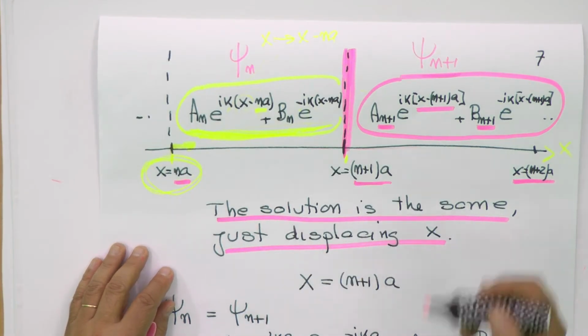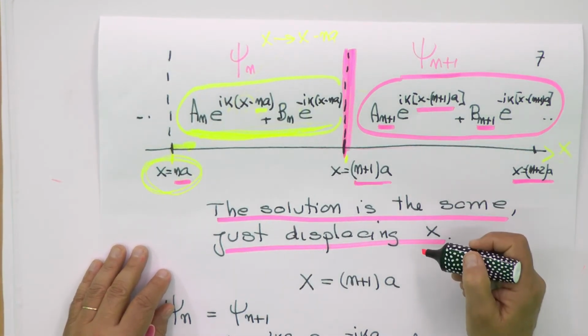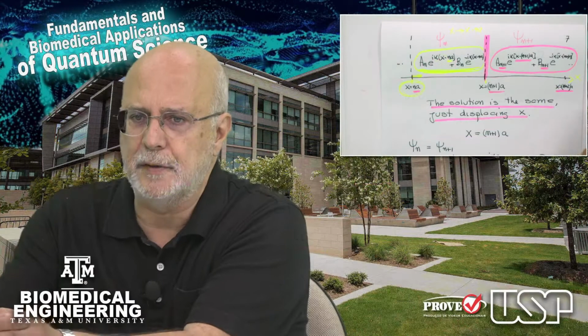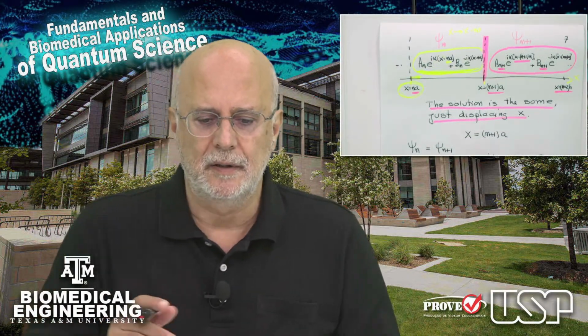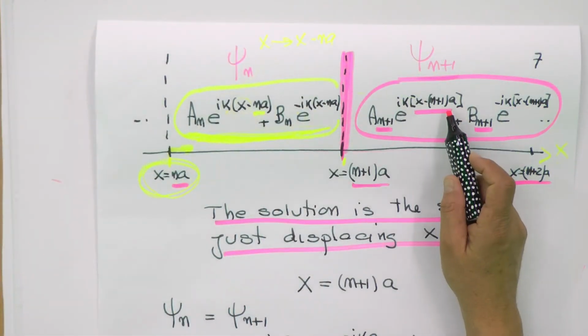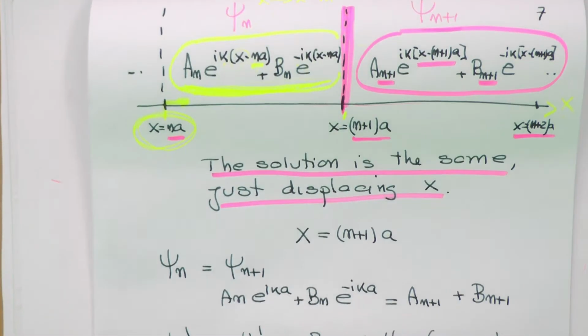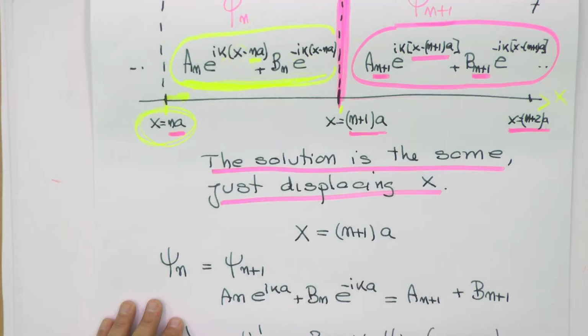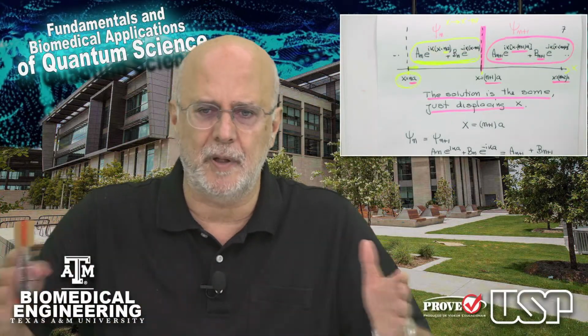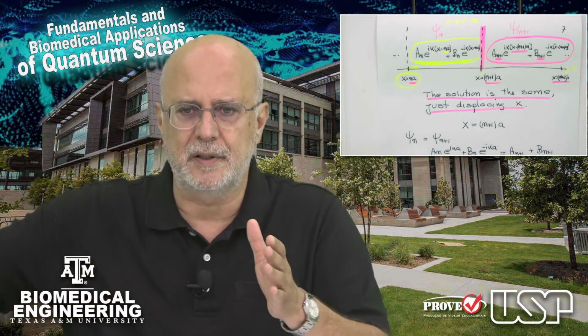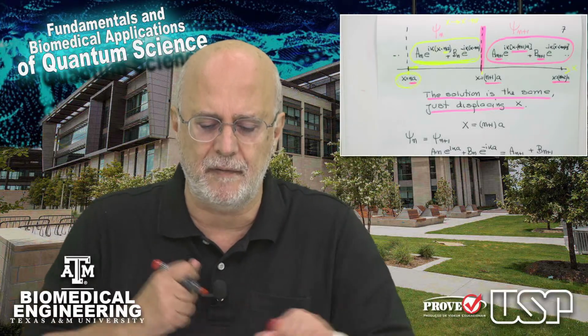I just displaced x. It's like taking the origin displaced by a from one to the other. That's why here is n and this is n plus 1. So if I displace the solution by a, they are the same. As I told you before, they must be, because everything else is the same. The potential is this, it's just equal as I displace, so everything must be equal.